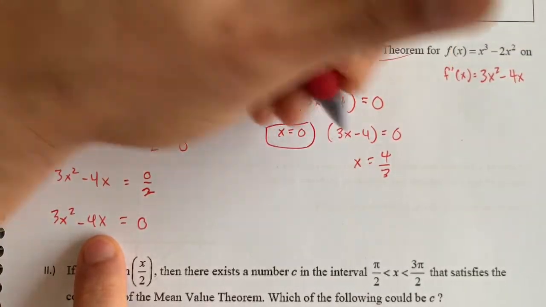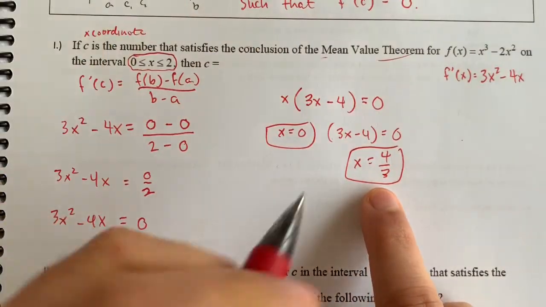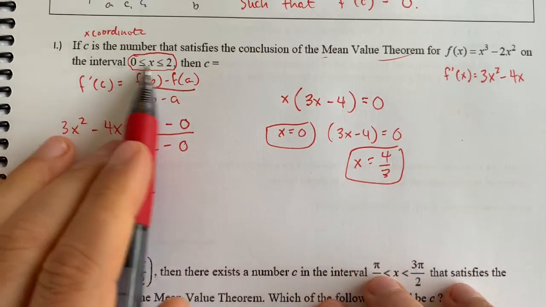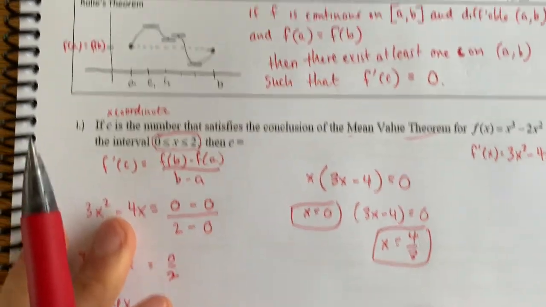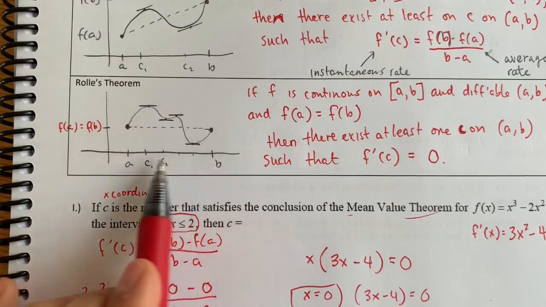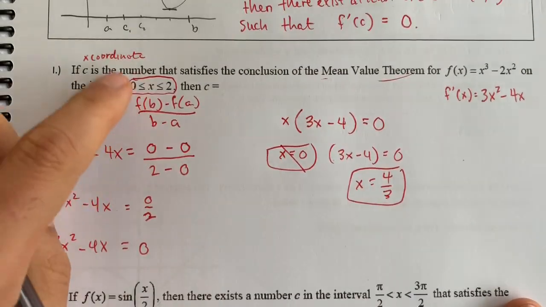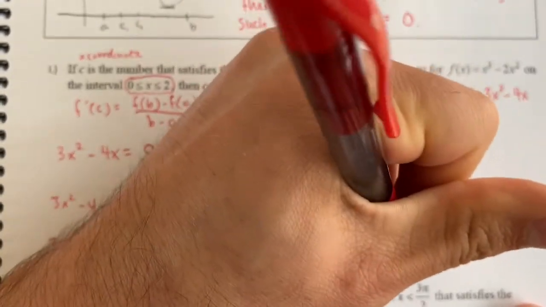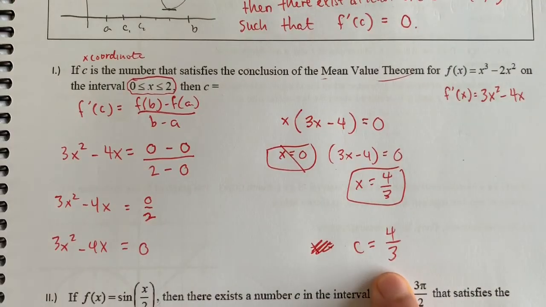Okay, so we've got two answers here to investigate a little bit more. Now, that C value has to be between 0 and 2. And even though I know these are equal signs, the C, as we see in the picture, has to be in between the A and the B. So that means this value at 0 is not okay because it's the endpoint. So the final answer is C equals 4/3. I shouldn't have boxed that answer. But C equals 4/3 is the answer.